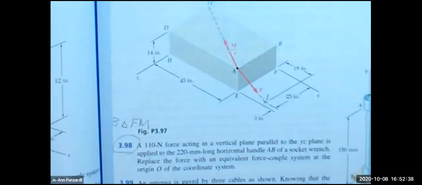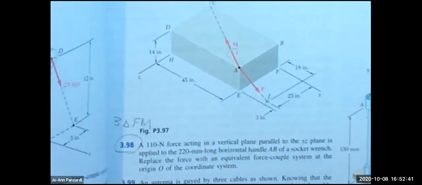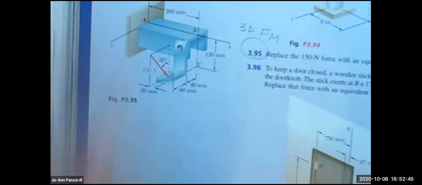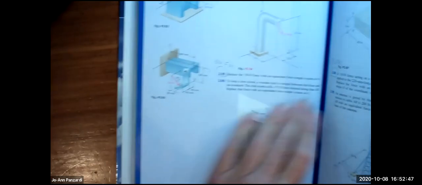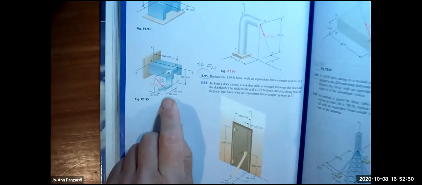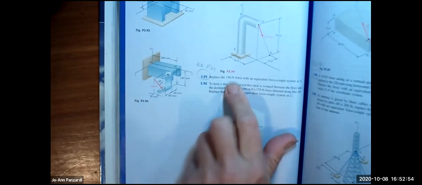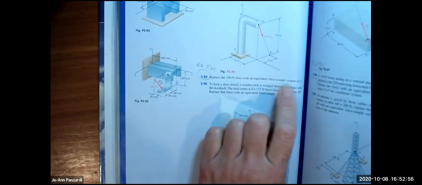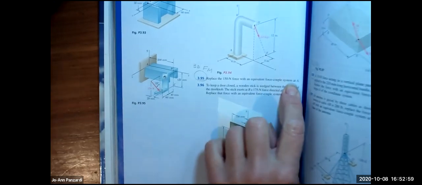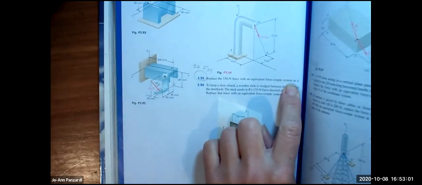Okay, Jack, you're here. Next problem. Actually, let's just go through them even if they're 3D. Another problem is this picture right here. It says replace the 150 Newton force with an equivalent force couple system at A. Jack, what kind of problem is it? I believe force couple in their terminology is the force moment. Right, great, thank you.